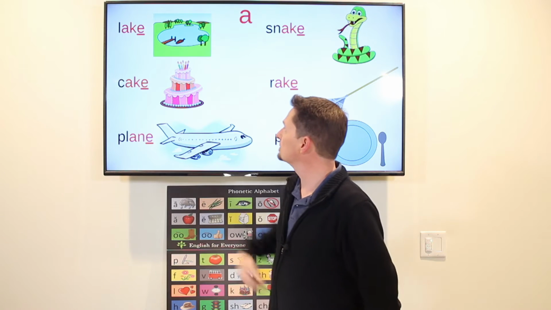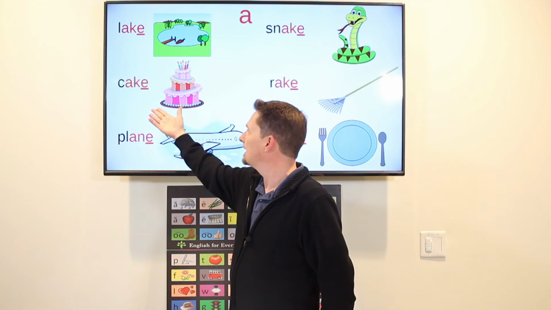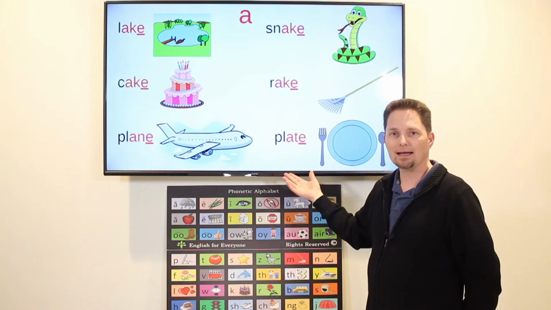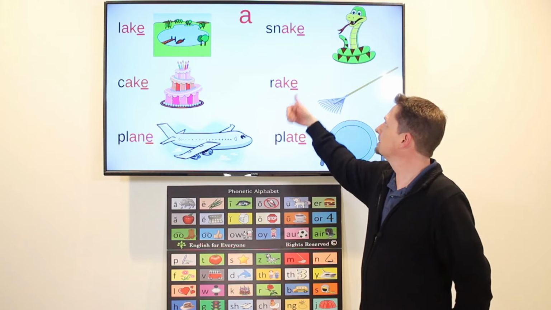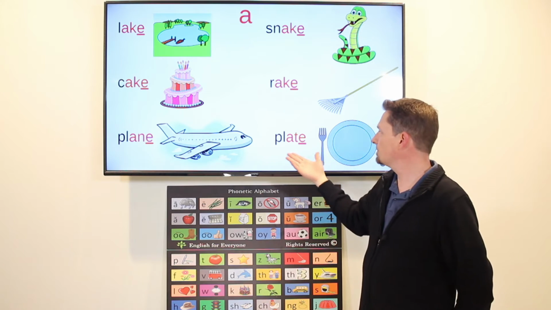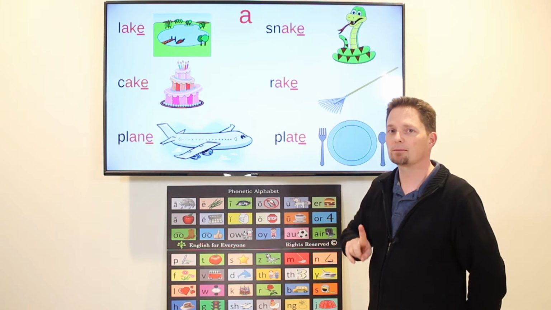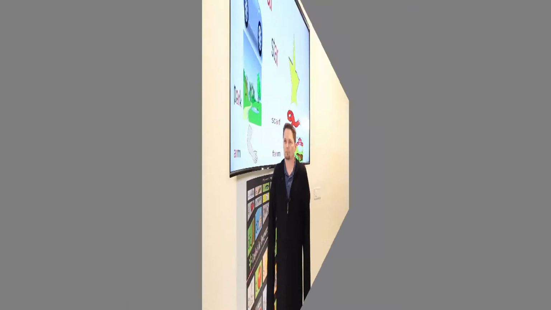Let's look at some examples. Lake, cake, plane, plate, rake, snake. And also remember, when you finish with a T, you don't have to say plate fully. You can do a stop consonant, plate.